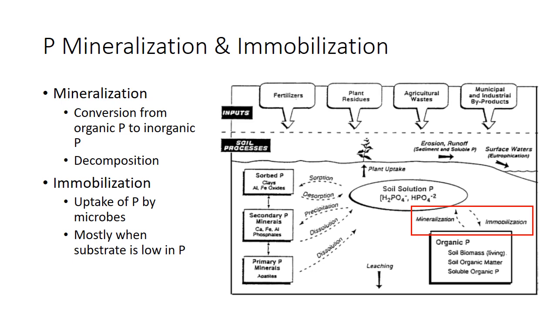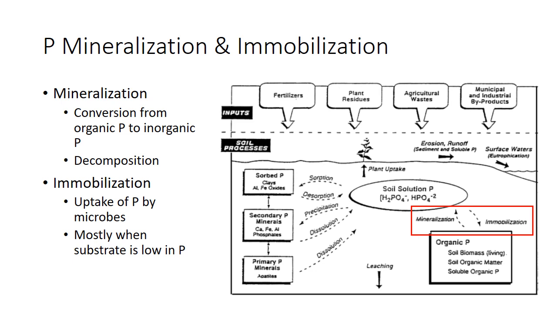Now there's two processes in this figure, mineralization and immobilization. So mineralization is where we have organic forms of phosphorus that are being decomposed, and as they're decomposed, the microbes are consuming the carbon, and then they release the phosphorus to solution. So it converts it from an organic form to an inorganic form, like you see here, H2PO4 minus and HPO4 2 minus.